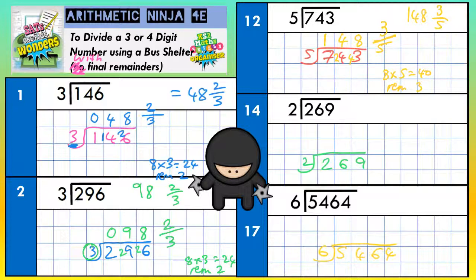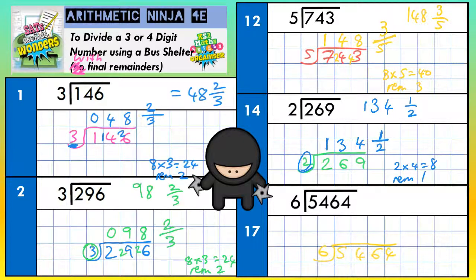Question number 14. 2's into 2 goes once. 2's into 6 goes 3 times. This one looks easy so far. 2's into 9 goes 4 times. That's 8 because 2 times 4 is 8. But you've got a remainder of 1 to get you up to 9. So you write that remainder of 1 and that becomes the top of your fraction. And because you're dividing by 2, you're also dividing that remainder by 2. So your final answer is 134 1/2.